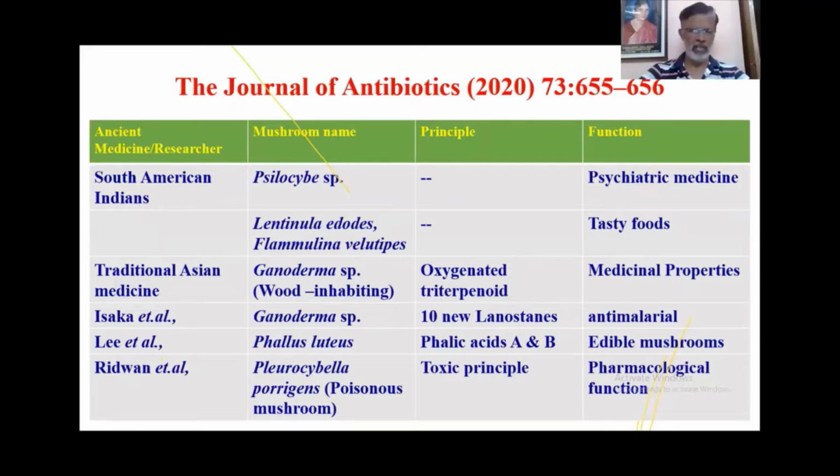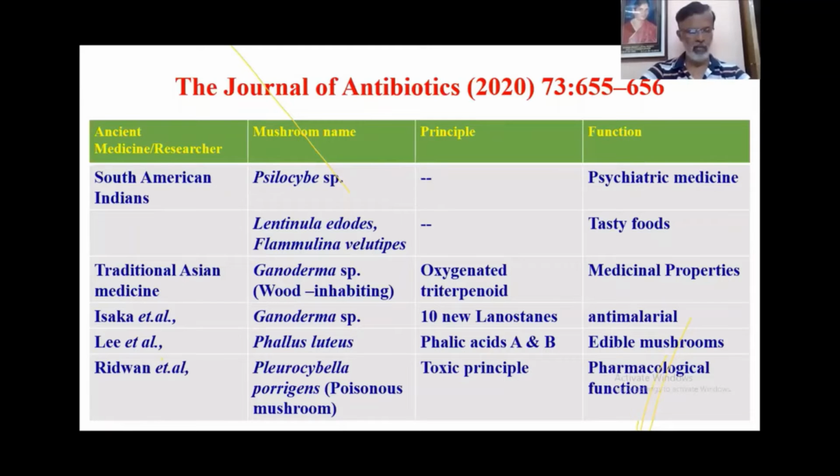And then some tasty foods are also available. The traditional Asian medicine, Ganoderma, which is a wood-inhabiting mushroom, produces oxygenated triterpenoids. So you have some medicinal properties for that. Then Isaka et al. found that Ganoderma species produced 10 new lanostanes which have anti-malarial activity. And then Phallus luteus has phallic acid A and phallic acid B, which are in edible mushrooms.